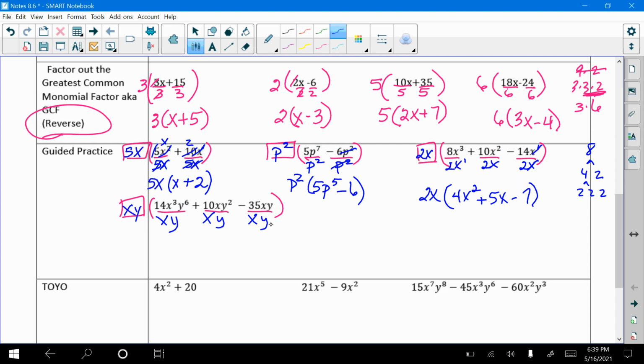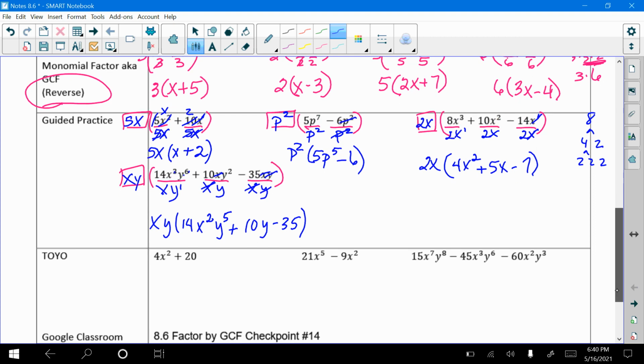And now what I have left over, I've got on the outside x, y. I've got a 14. I've got 3 and 1, so I've got 2 more on top. This is 6 and this is 1, so I've got 5 more on top, plus 10. My x's cancel. I have 1 extra y on top, minus 35, and my x's cancel and my y's cancel. Done.